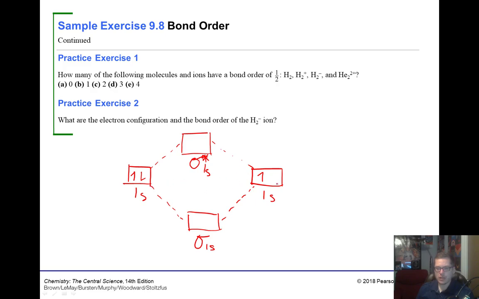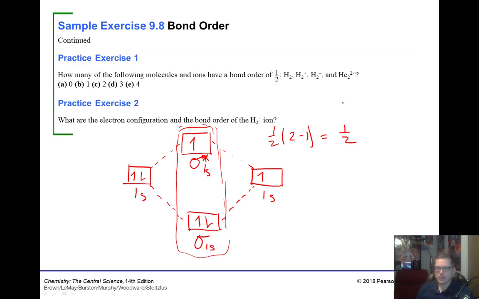Now we're going to put in our electrons bottom to top. Our bonding is going to get these guys 1, 2, and our anti-bonding gets 1, right? So now we've used all 3 here. So this here would be the electron configuration of H2 minus. Bond order here, well, it's 1/2 times the number of bonding, which is 2, minus the number of anti-bonding, which is 1, so 2 minus 1, so it would be 1/2 would be the bond order.